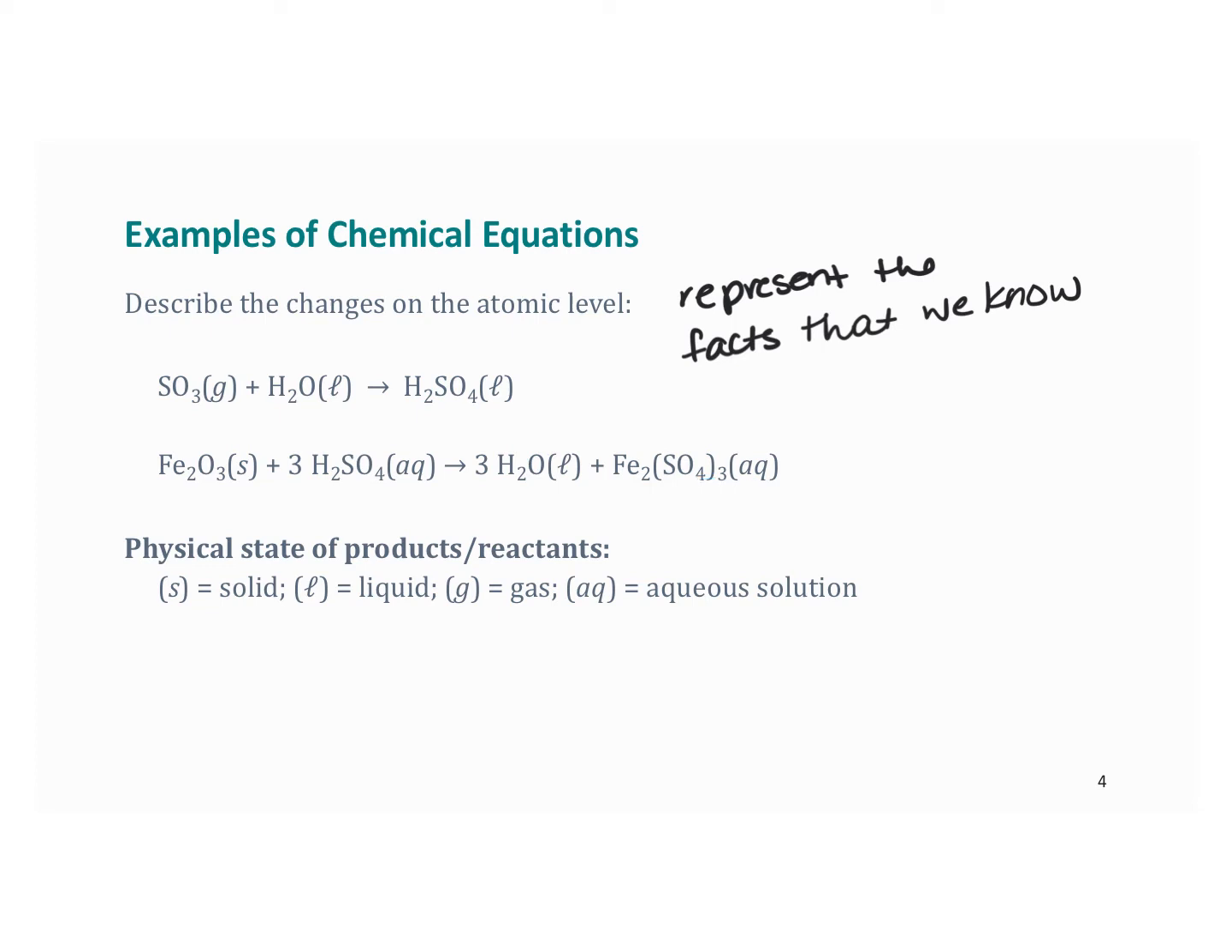I want you to notice that there are letters that follow the chemical compounds here, and they tell us the physical states of the products and reactants. So S is a solid, L is a liquid, G is a gas, and A is aqueous, and that just means it's mixed with water. So it's not fully a liquid, it's mixed with water in some way.